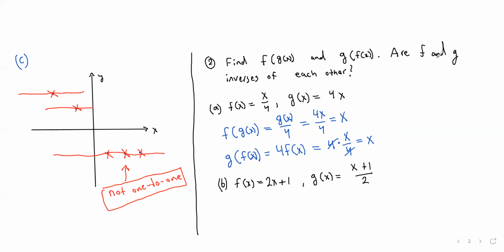So how do you determine if two functions are inverses of each other? Let me just write this down here. They are inverses if f of g of x is the same as g of f of x, and they're both equal to x. This just means if f of g of x and g of f of x are x, then f and g are inverses. And this is exactly what we found here in part A. Since they are both equal to x, they are inverses. So yes, they are inverses of each other.